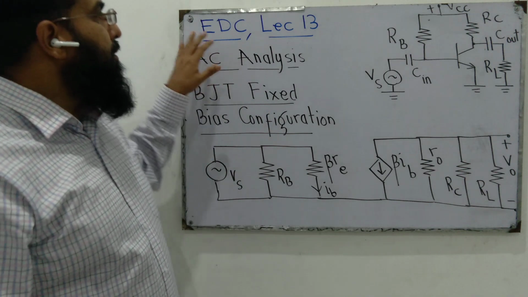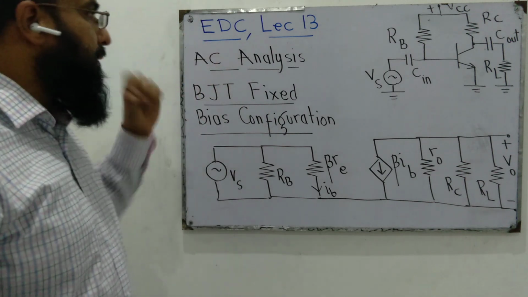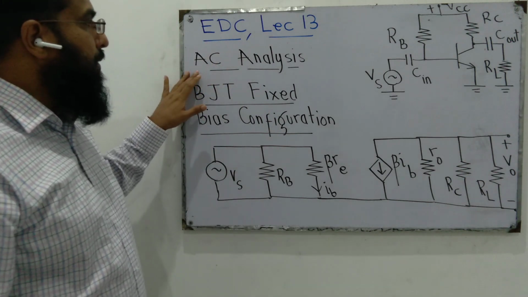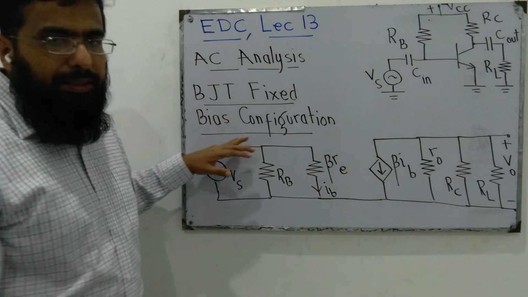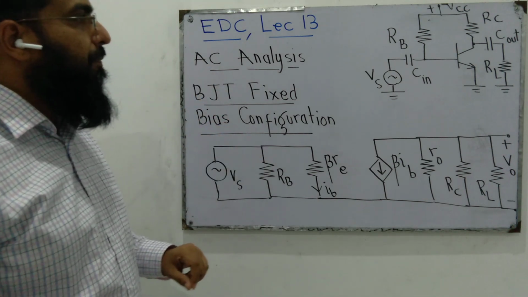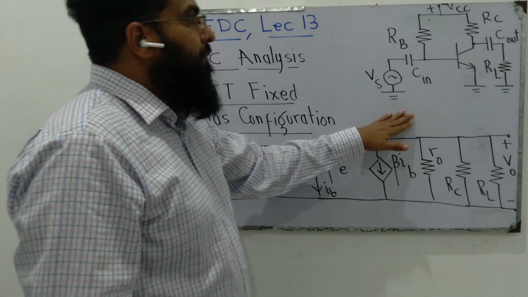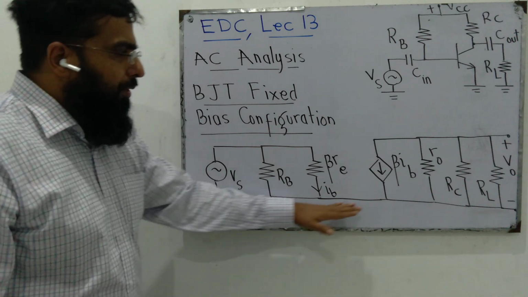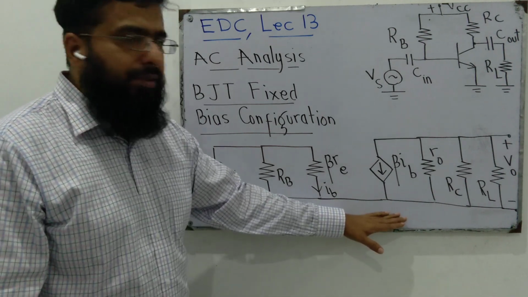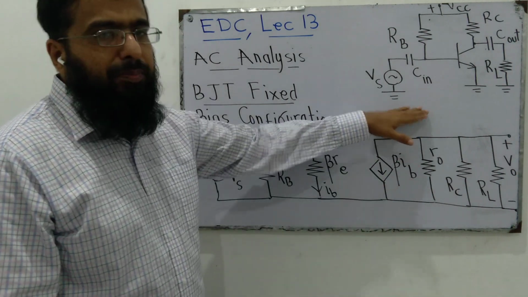Welcome to lecture 13. We are studying electronic devices and circuits. Today we will apply AC analysis on the BJT fixed bias configuration. In the last lecture we studied this circuit and talked a little bit about the linear circuit model of this fixed bias amplifier.